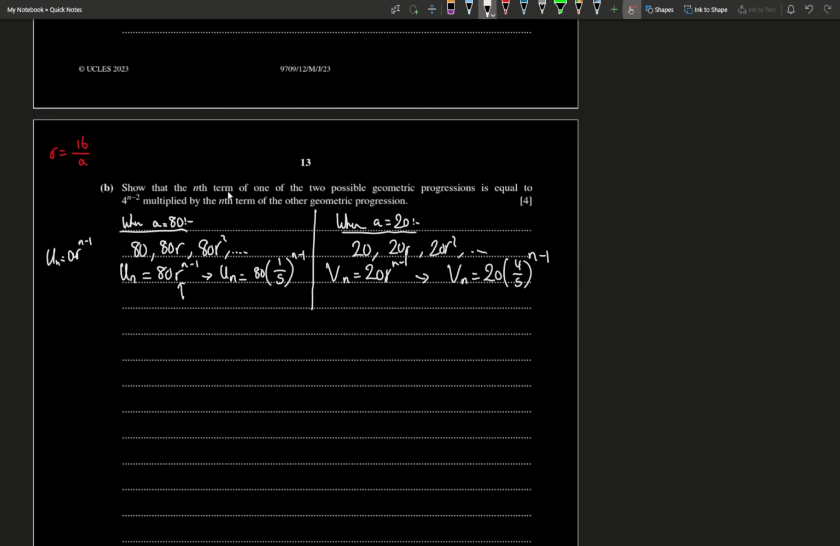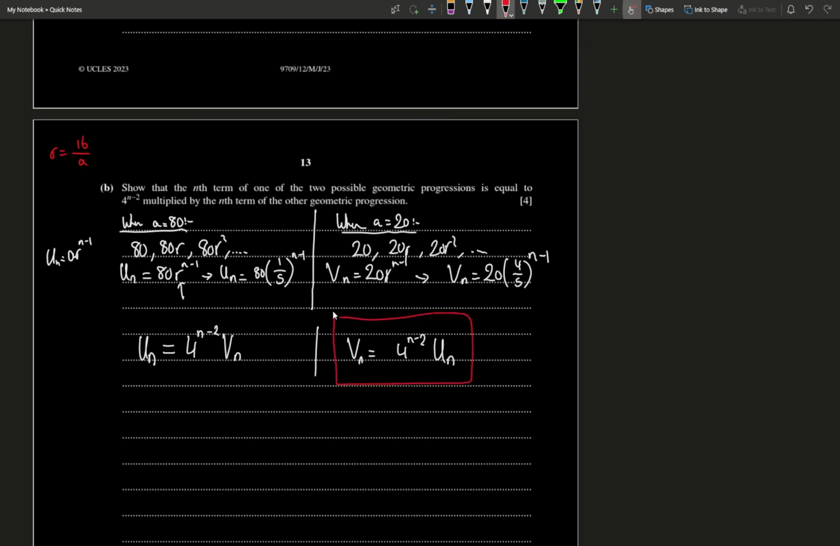We want to show that the nth term of one of the two possible geometric progressions, let's say un, is equal to 4 raised to the power of n minus 2 multiplied by the nth term of the other geometric progression, which will be vn. Or it could be the opposite: vn is equal to 4 raised to the power of n minus 2 times un. Unfortunately you'll have to do trial and error and try both, or if you try the first one and it works, good. To save you the trouble, the equation you'll have to use is going to be this one.